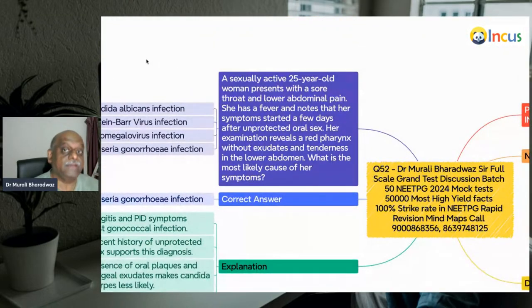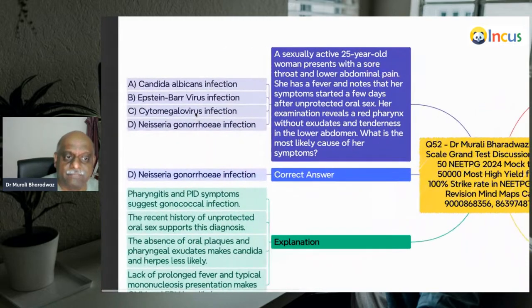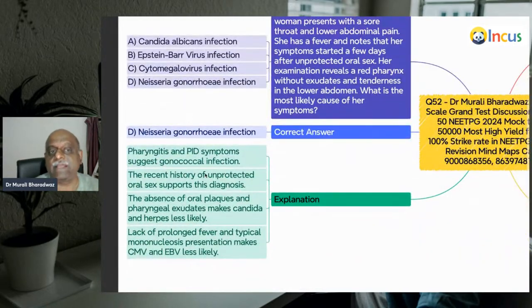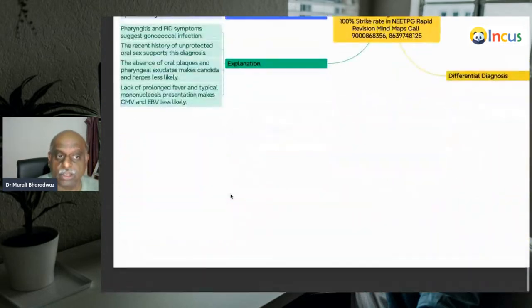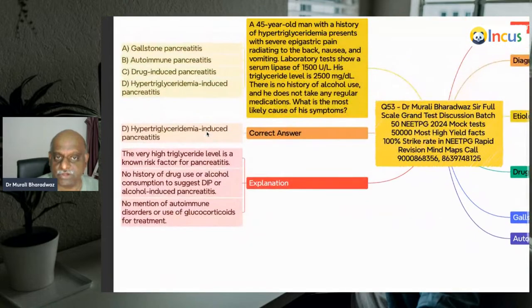A sexually active 25-year-old woman with sore throat and lower abdominal pain. So pharyngitis and pelvic inflammatory disease equals gonorrhea, is what you should remember.